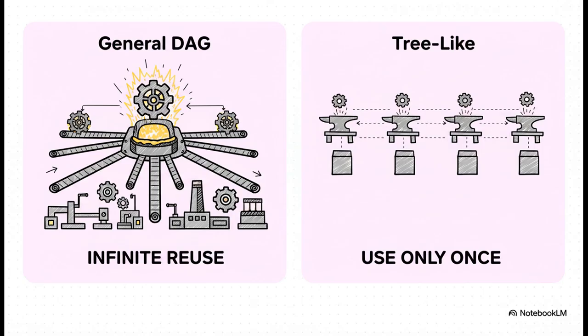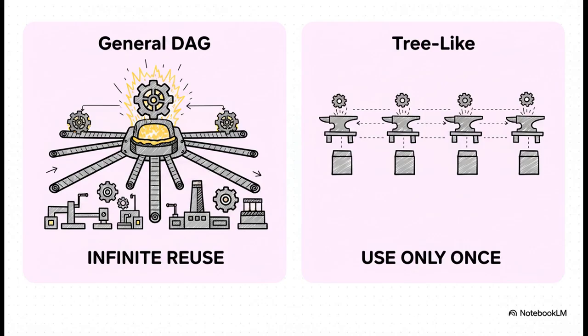And this really lays it all out, right? On the left, the general DAG is all about smart recycling, efficiency, reuse. On the right, tree-like is the model of inefficiency. Use it once, throw it away. So, as you can probably guess, proving that a tree-like system is weak is a whole different ballgame than proving it for the powerful DAG.